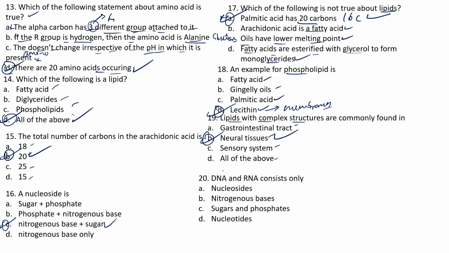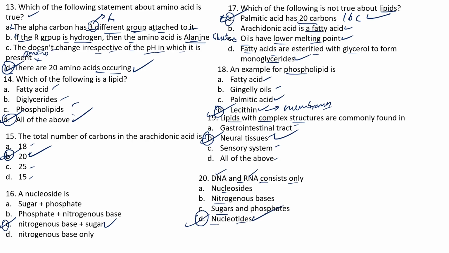Next question: DNA and RNA consist only of nucleotides, nitrogenous bases, sugars and phosphates, or nucleosides. Sorry, I mispronounced it. We all know DNA and RNA are ultimately made up of nucleotides only. Hence D is our right answer. Nucleotides is going to be the right answer.